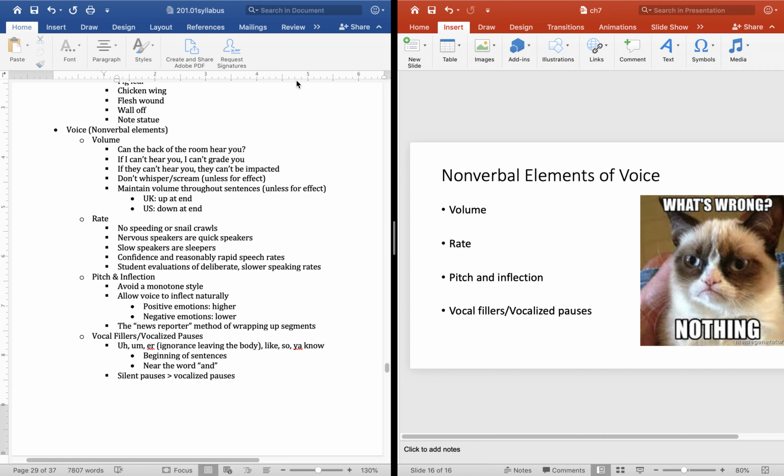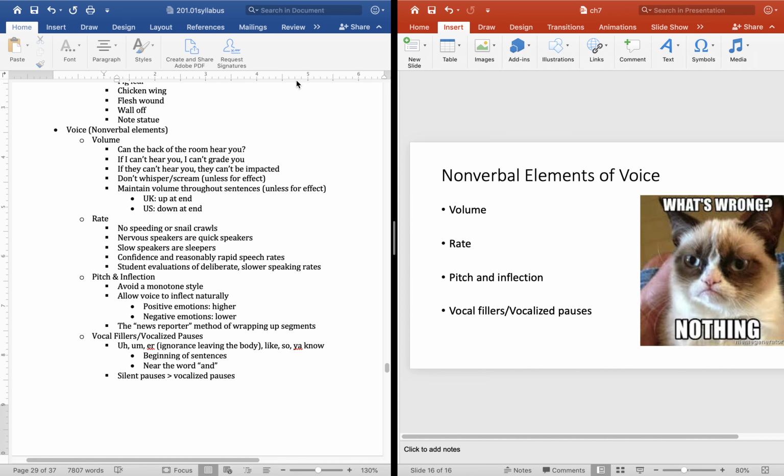With rate, which is the next idea, find that middle ground again. Don't speed through this. You're not an auctioneer, but don't crawl through it either. Normally, if you're nervous, you're going to speak very quickly. If that's you and you know you're nervous when you're getting in front of the camera here, practice speaking a little slower than you normally would. And when those nerves kick in, instead of taking you from normal to fast, it'll take you from slightly slower to almost normal, just above it maybe. It sounds strange, but give it a shot.